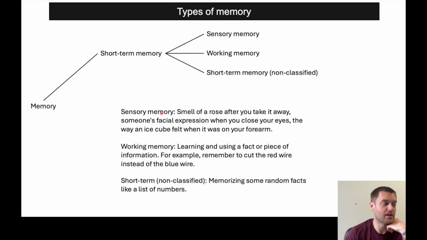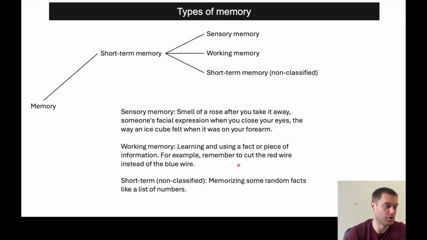Or maybe you're looking at somebody's facial expression and you close your eyes and you can really picture what that looks like in a real way that is distinct from when I'm saying picture somebody frowning. Or how an ice cube felt when it was on your forearm. Maybe you touch the ice to your forearm, you take it away, and you can imagine in a very salient way what it felt like when the ice cube was on your skin. You also have working memory, which is learning and using a fact or piece of information.